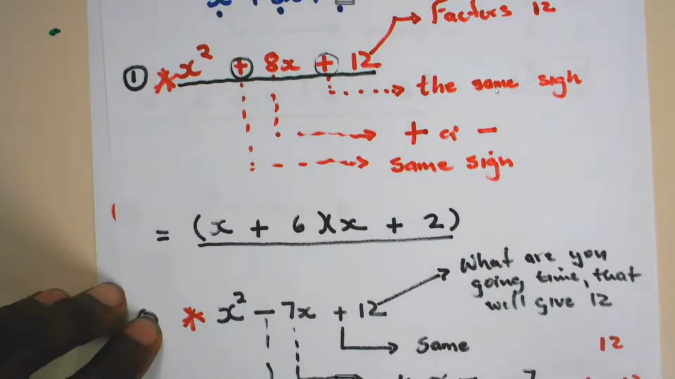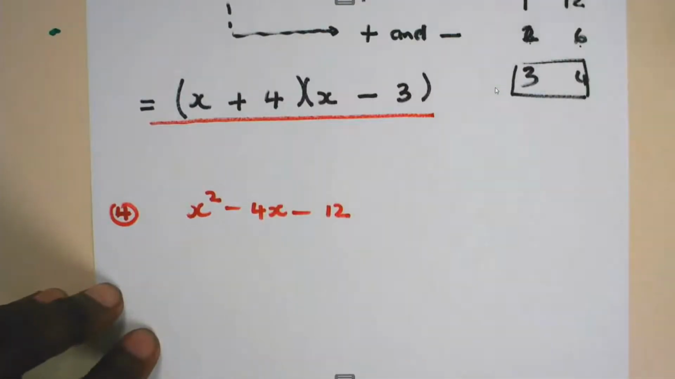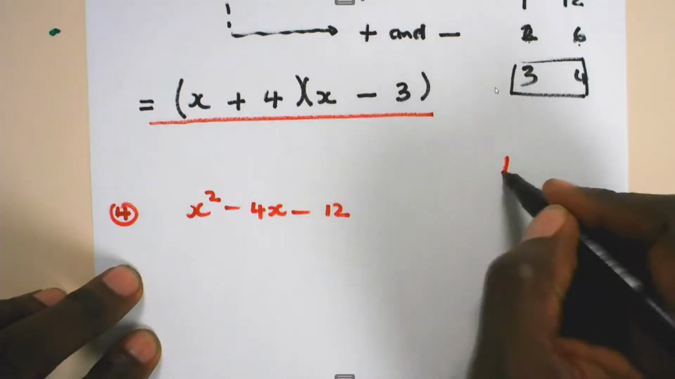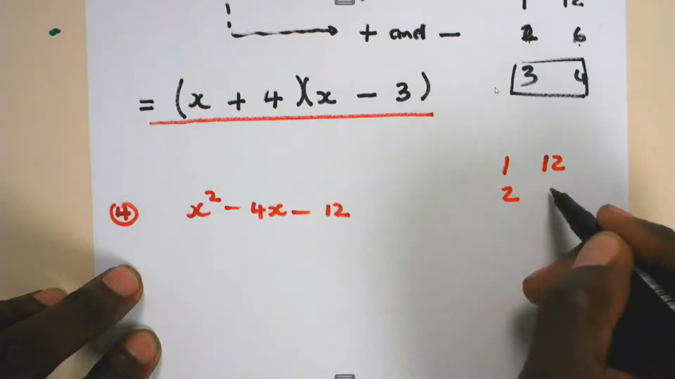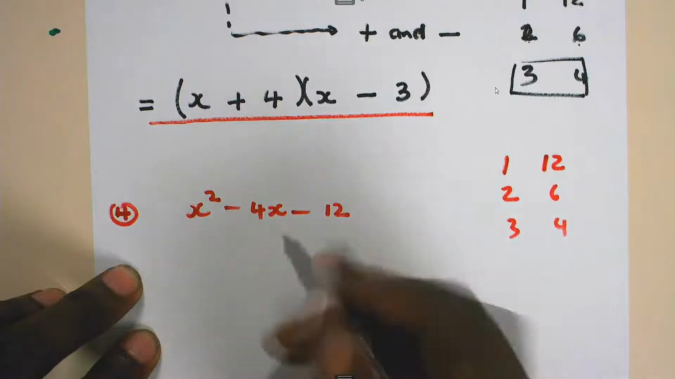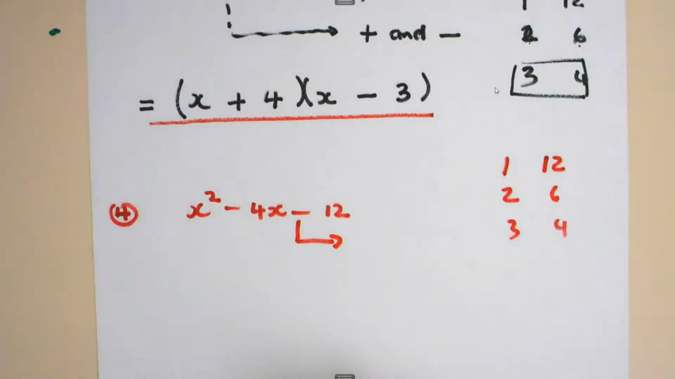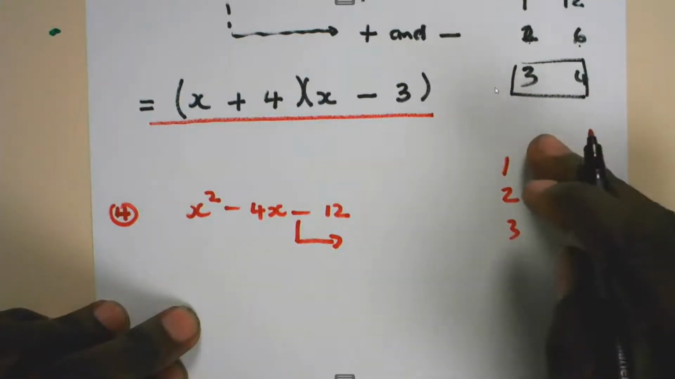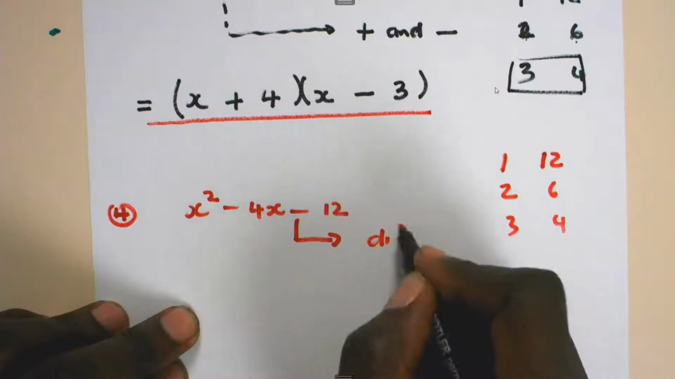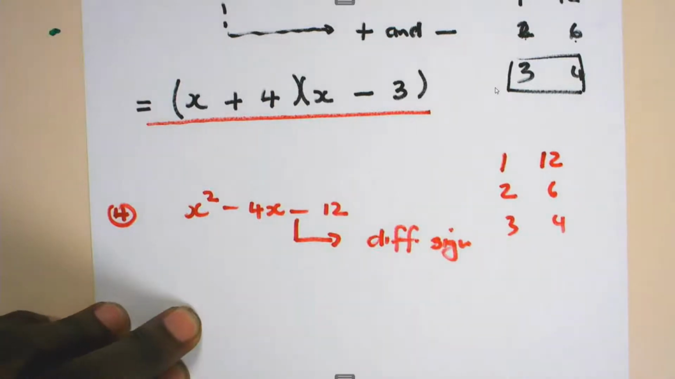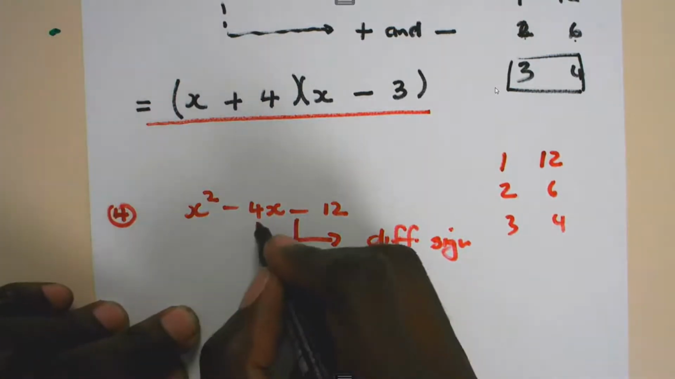So I tried my level best to give you different things so that I explain the signs between and the number 12. The factors of 12 we have: 1 and 12, 2 and 6, and 3 and 4. What does that sign mean? The sign means the factors here have different signs.